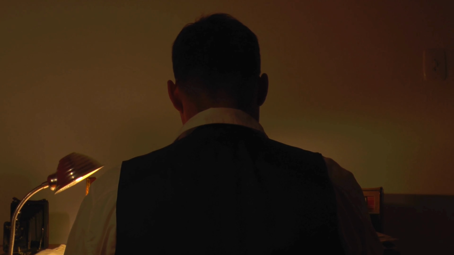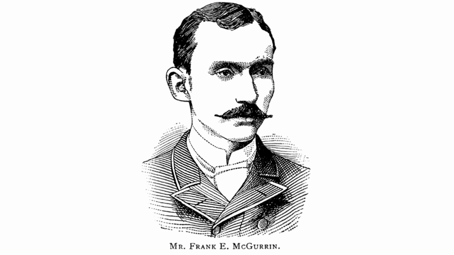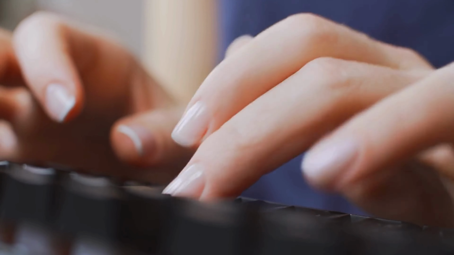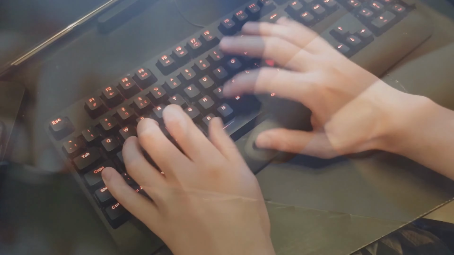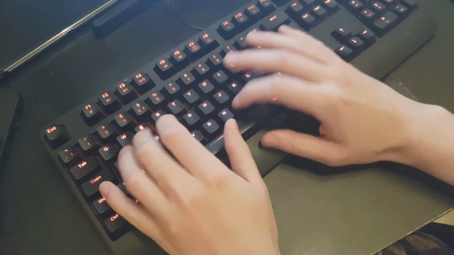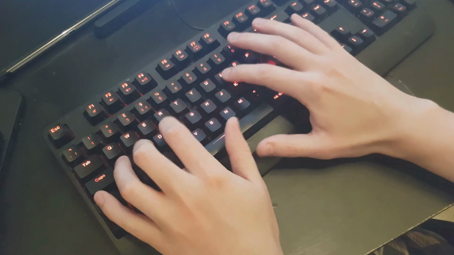man changed everything. In 1888, an American stenographer named Frank Edward McGurran did something unbelievable. He demonstrated that it was possible to type without looking at the keyboard at all. At the time, it seemed almost like magic. People couldn't understand how someone could type so fast without even seeing the keys. But what he introduced was the foundation of what we now call the touch typing method.